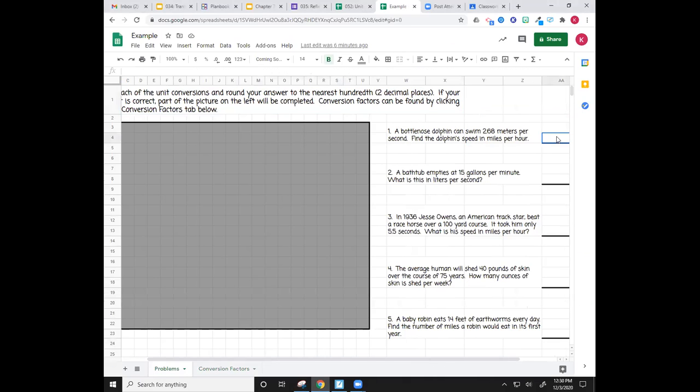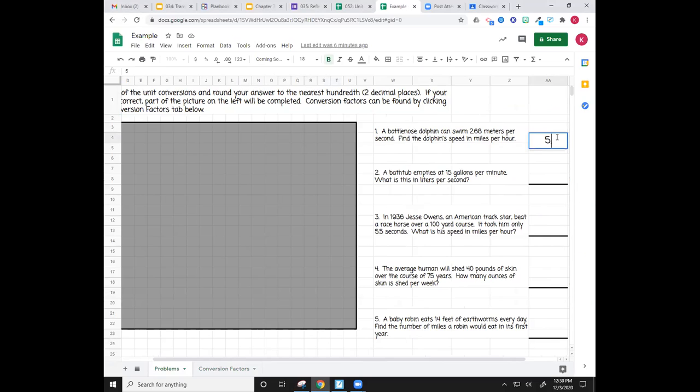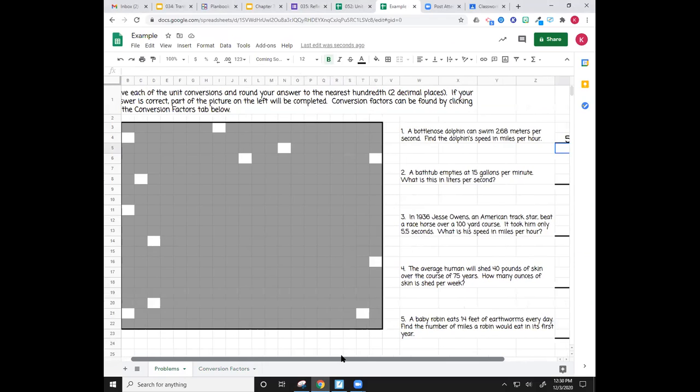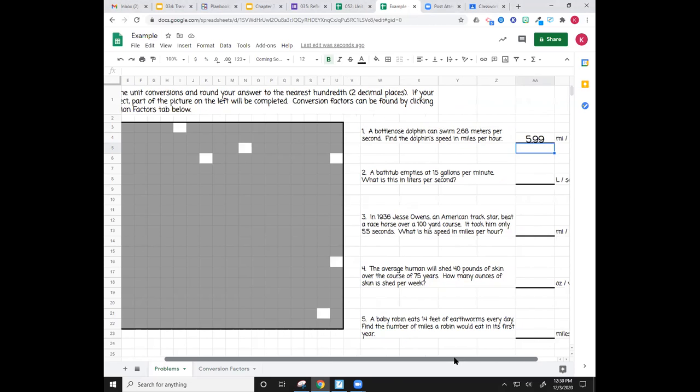All right, so 5.99. When you type it in and you hit enter, it'll fill in part of the picture over here on the left. If nothing happens, then you were wrong. Okay, so nothing happens, you were wrong. 5.99. Okay, does that make sense?